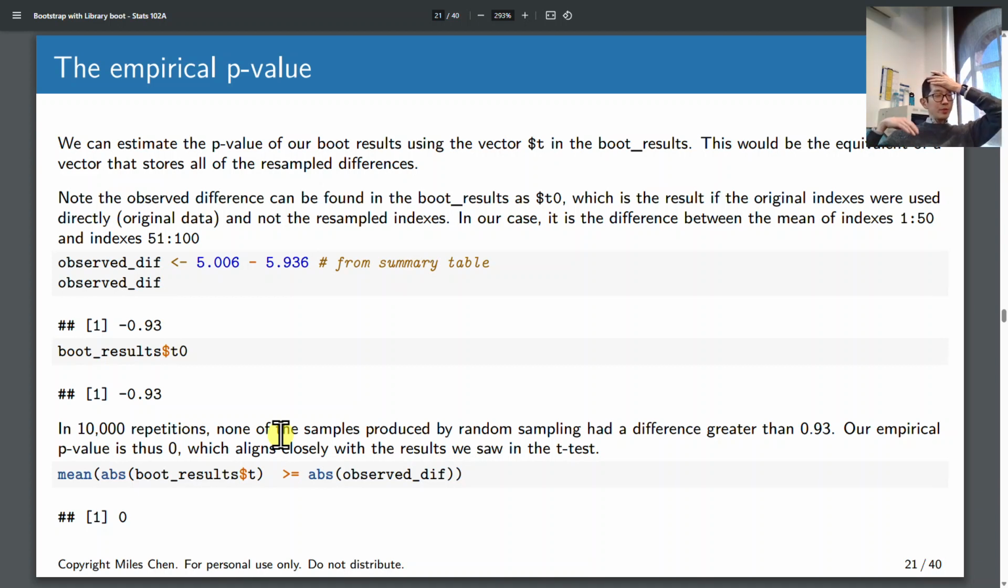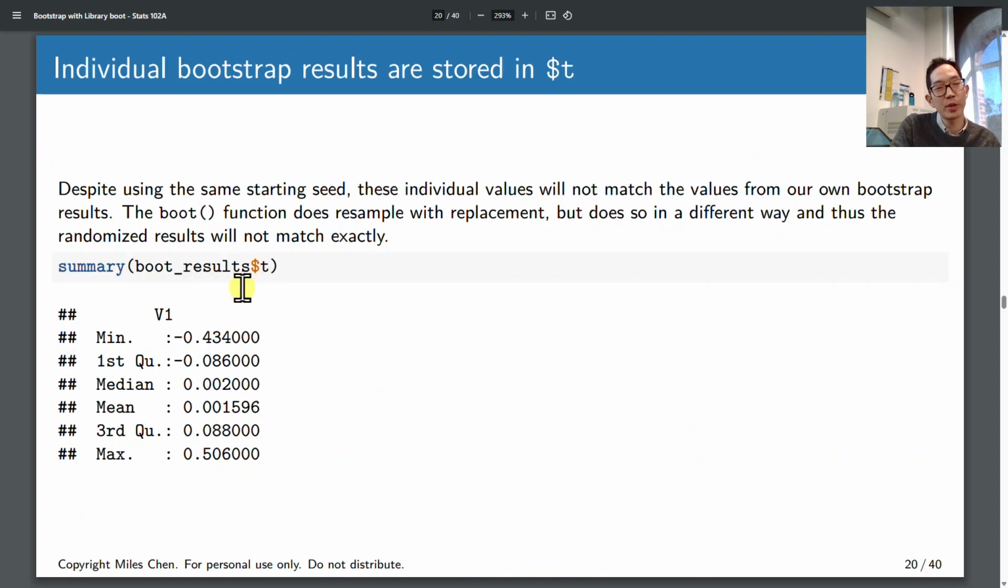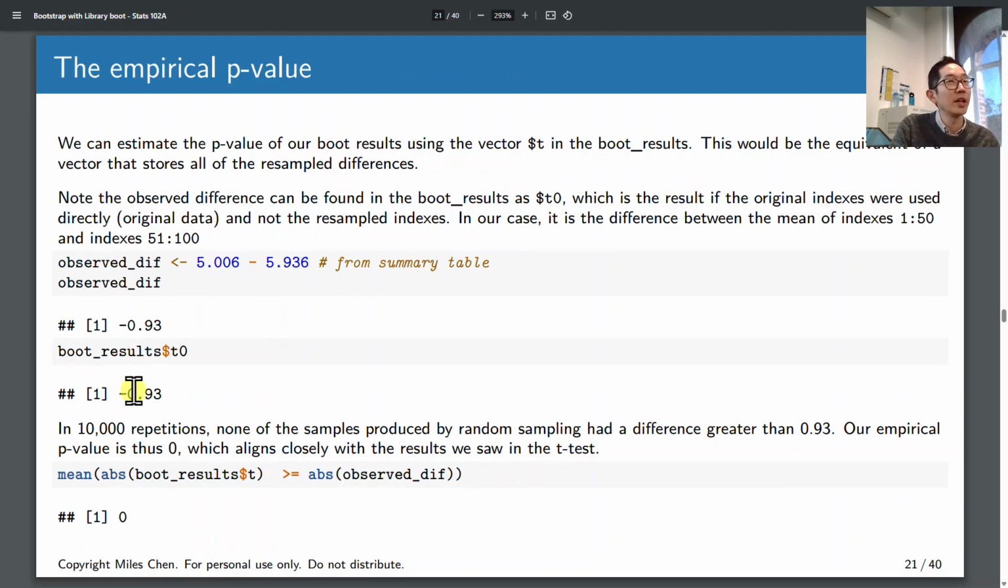Okay, and so if we are doing our hypothesis test, my empirical p-value is going to say, well, how often did my resampled results produce a difference as extreme as the one I observed? The difference I observed is negative 0.93, 5.006 versus 5.936. My observed difference is negative 0.93. When I did bootstrap, that difference is also stored in T0. I got negative 0.93, and I asked, how often were my absolute values greater than 0.93? And that happened 0 times.